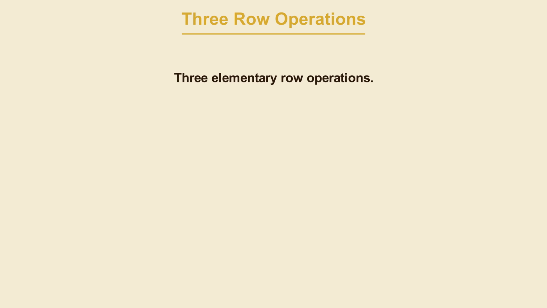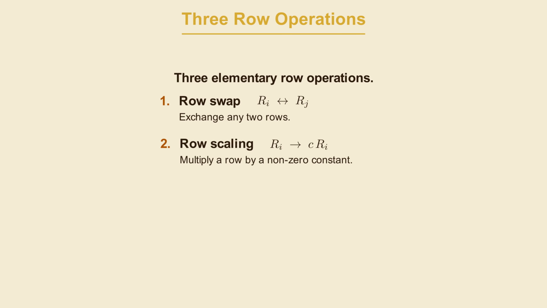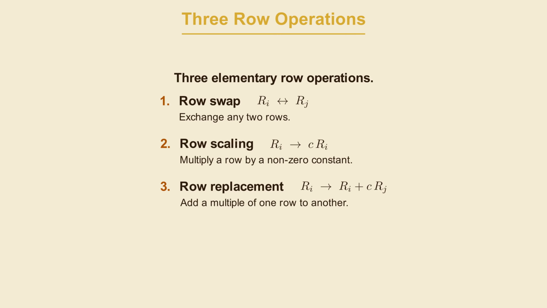The three operations that we are allowed to perform on the rows of an augmented matrix are called the following. The first is the row swap. This means that we're allowed to swap any two rows of the matrix if it makes solving the matrix easier for us. The second is row scaling. We're allowed to multiply any row by a non-zero scalar. And the third is row replacement. We can replace any row by itself plus a scalar multiple of another row.